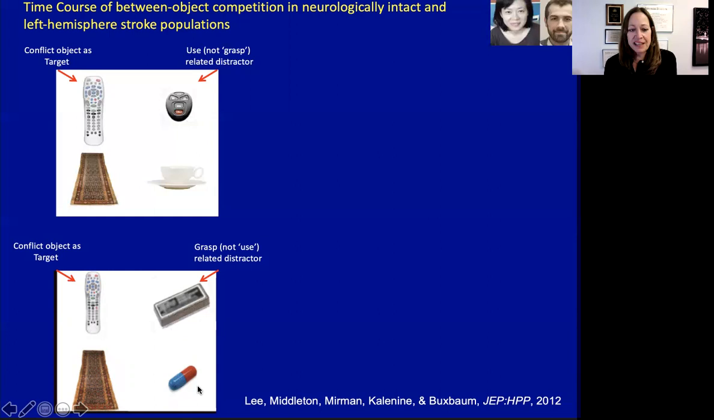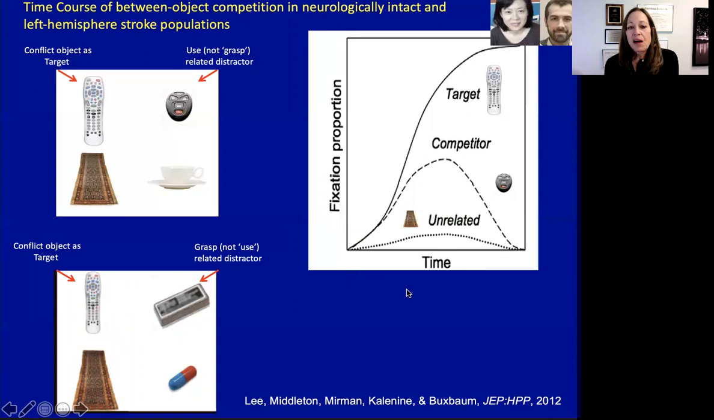And what we're interested in this visual world paradigm and what's characteristic is that over time, people fixate more and more on the target and less and less on a competitor, okay? But that it takes a while to stop engaging attention on the competitor. And in contrast, an unrelated object is not really looked at very much. And by the way, these objects were all balanced in terms of their visual attributes. And what we're interested in here is the disparity between looks to the competitor object and the unrelated object.